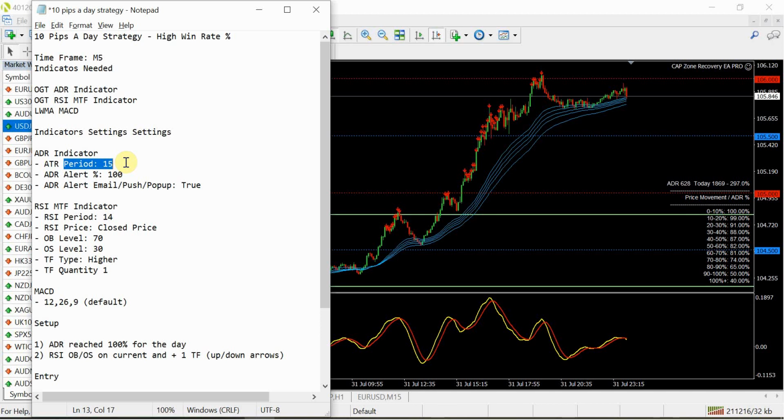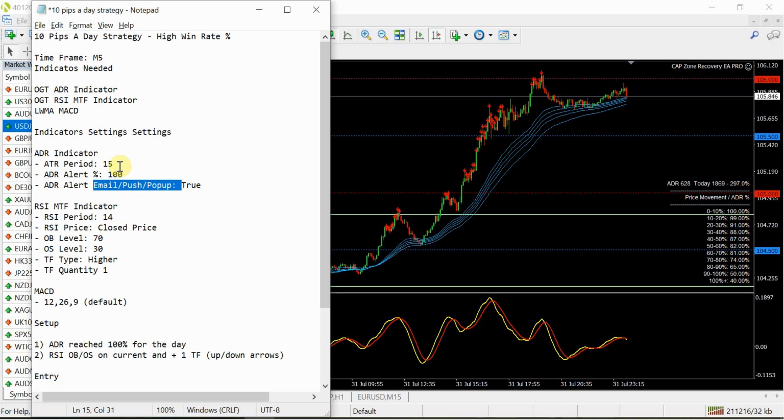One good thing about this strategy is you don't need to be staring at the charts. Even though we're looking at a 5-minute chart, you don't need to do anything, because all we're waiting for is for price to reach its ADR for the day. So what you need to do is set the alert percentage to 100. When the movement for today has reached the ADR target, which is the average of the last 15 days, it will give you an alert. You can set whichever alert type you want. I prefer push notifications to my phone because I've always got my phone with me.